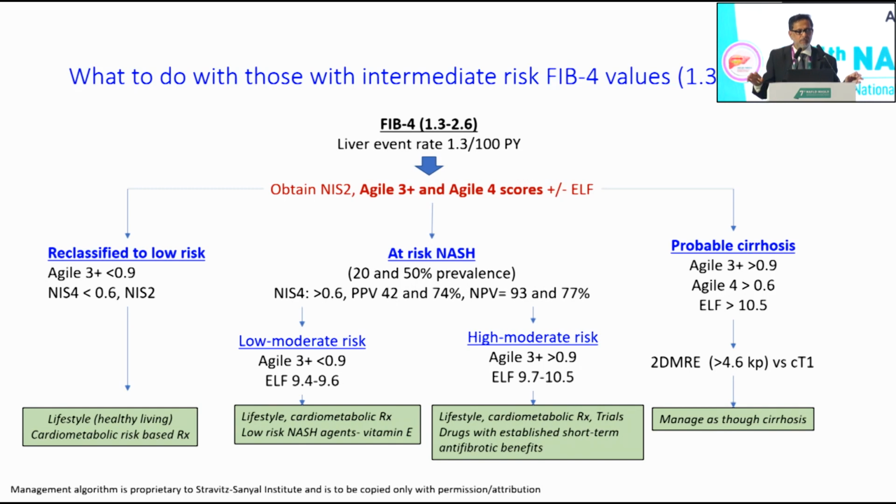So you can take this algorithm and particularly focus on the people in the middle, whereby you can apply the NIS. There are other tests like the NIS2, which you don't have, so I'm not really getting into that, but you can apply the FibroScan-based tests such as Agile 3, 4, with or without ELF, and you can reclassify the patients, particularly with increasing risk of having a clinical outcome. And then based on increasing risk of clinical outcome, you can have increasingly aggressive therapeutic approach for these patients. One size does not fit all in this population.